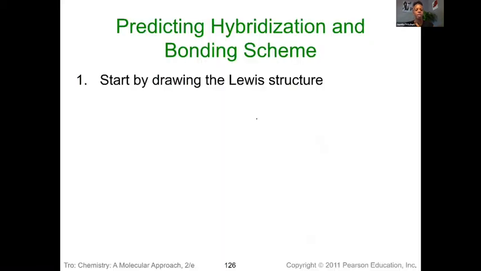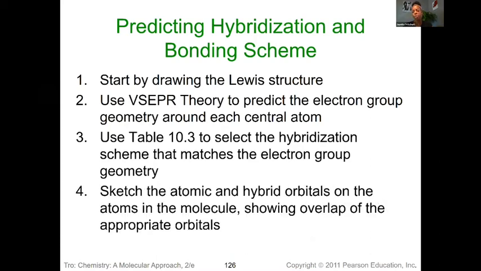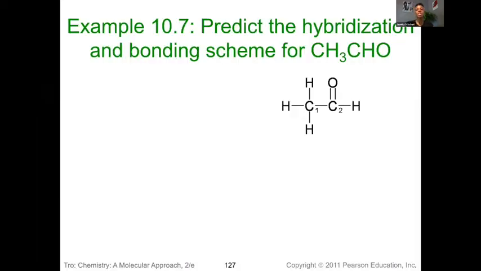Okay. So again, put everything together now that we've talked about in this chapter and last. We're going to start by drawing the Lewis structure if it's not provided for you. Use the VSEPR theory to predict the electron group geometry around the central atom. You can use the table I just showed to predict the hybridization, and you can count the number of sigma and pi bonds if you are asked to. Okay. And so if we put all that information together, we want to now predict the hybridization and the bonding scheme for this molecule.